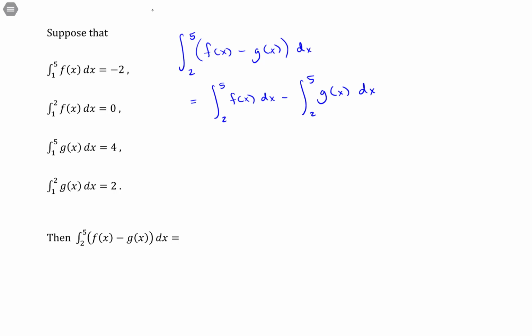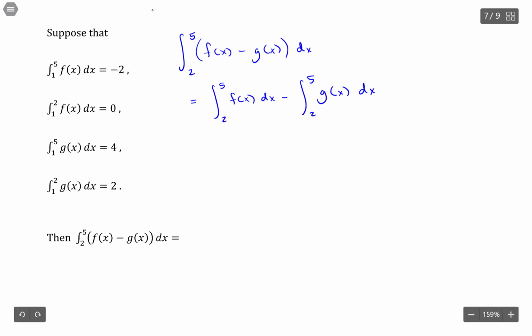Anytime you have the sum or difference of two functions within an integral, you can split that up into two separate integrals. No problem. Now, if we look over here, however, we don't have the integral from 2 to 5 for either of these. We have 1 to 2, 1 to 5 for each, but not 2 to 5.